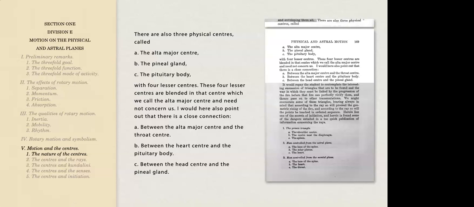There are also three physical centers called A, the alto major center, B, the pineal gland, C, the pituitary body, with 4 lesser centers. These 4 lesser centers are blended in that center, which we call the alto major center, and need not concern us. I would here also point out that there is a close connection, A, between the alto major center and the throat center, B, between the heart center and the pituitary body, C, between the head center and the pineal gland.